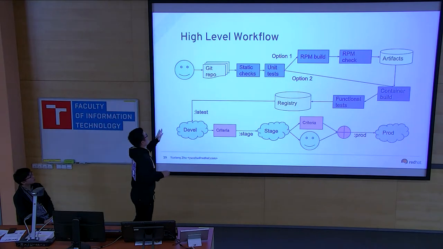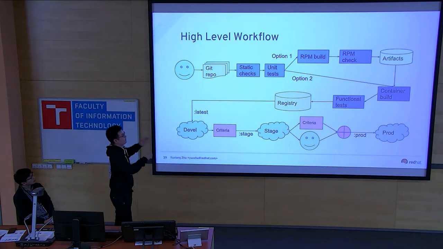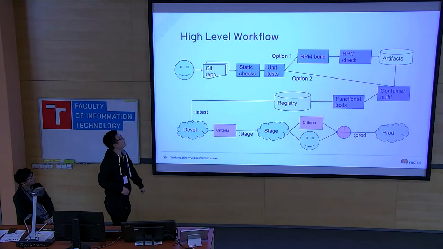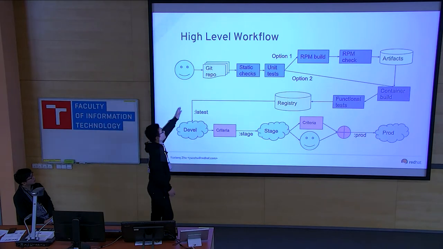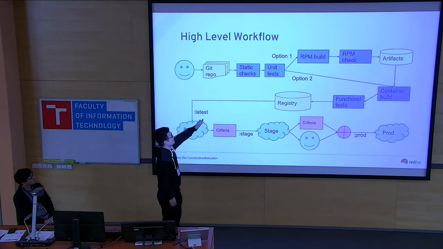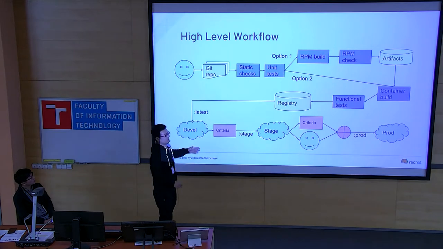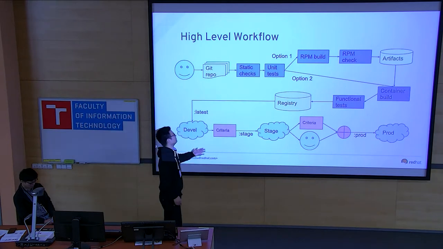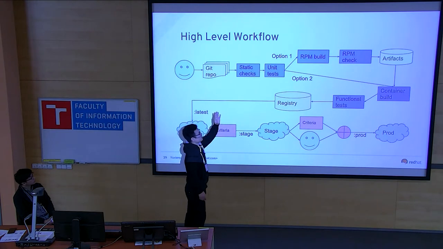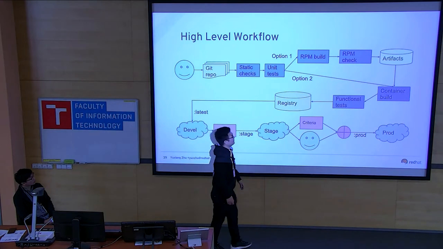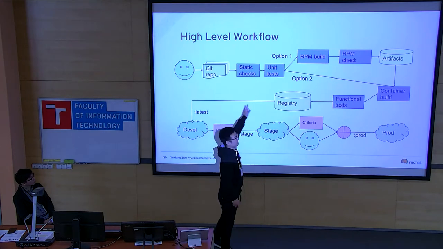Every time a developer submits a change to an SCM, the change will go through the whole pipeline. The pipeline will firstly perform some basic checks and run unit tests to ensure your code looks good. And then maybe build RPMs and run RPM checks. And finally, the pipeline will build a container image for you from the source code.